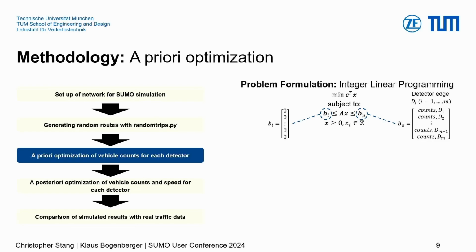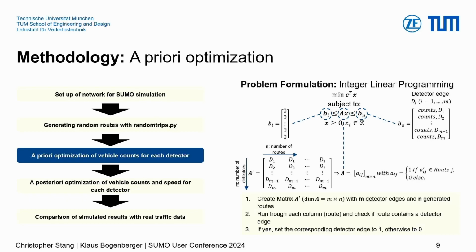The more complex step is the definition of matrix A. It is a two-stage process. First, we set up an auxiliary matrix, which I will call A slash, with m rows according to the number of detectors, and with n columns according to the number of unique routes that have been generated by random trips. For each column of matrix A slash, the detectors are placed in the same order. So each column can also be interpreted as a representative of each route that was generated.